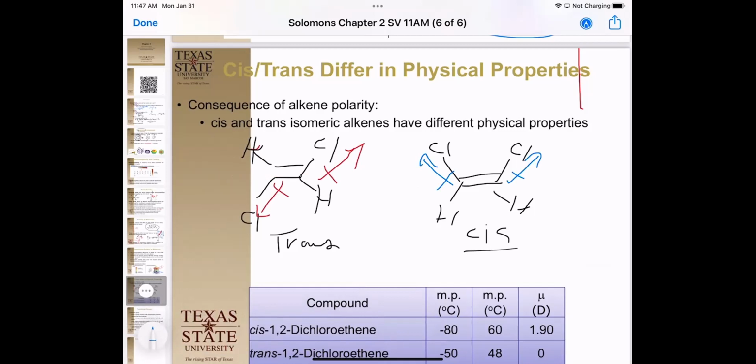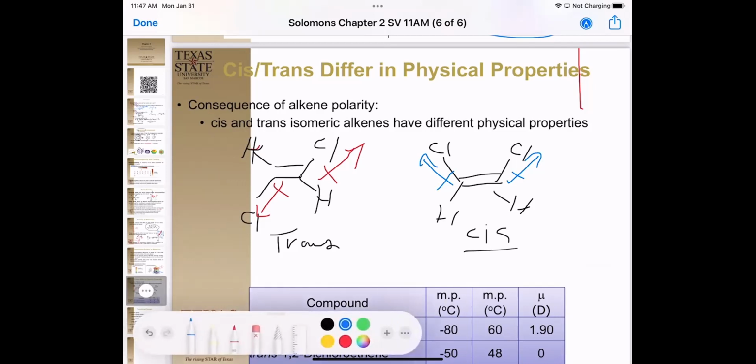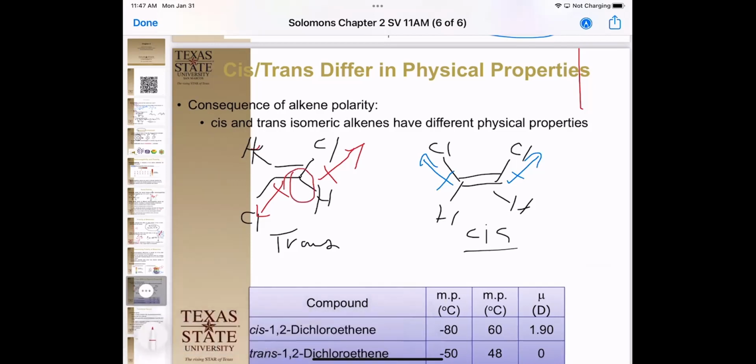So now let's look at those bonds. The carbon-carbon bond is nonpolar and the carbon-hydrogen bond is nonpolar. So we're only worried about those chlorine-carbon bonds. These cancel each other out, meaning that they have a net zero polarity, or zero dipole.